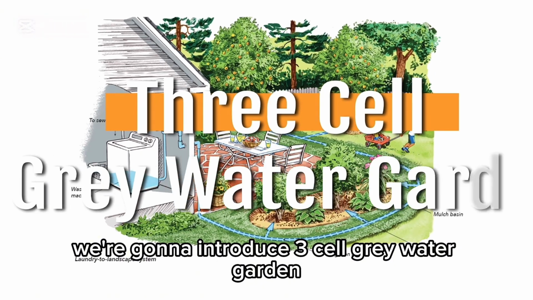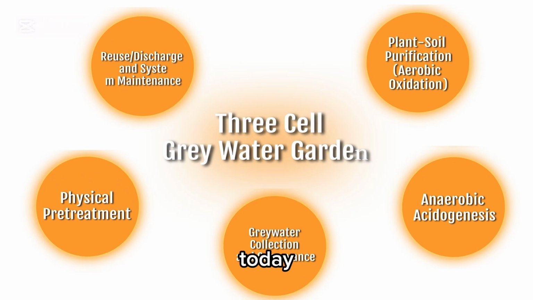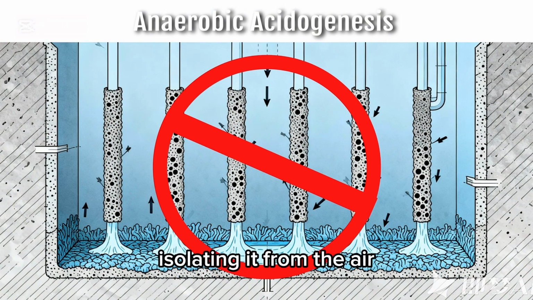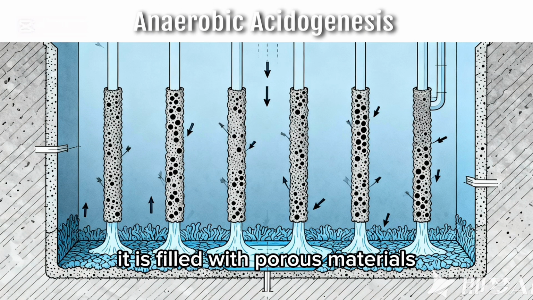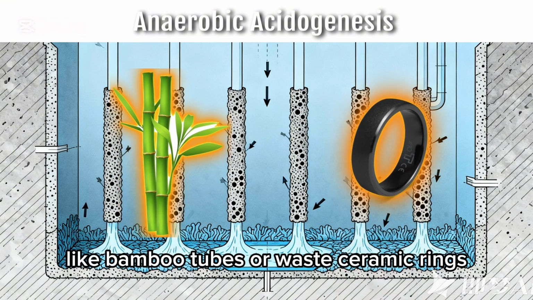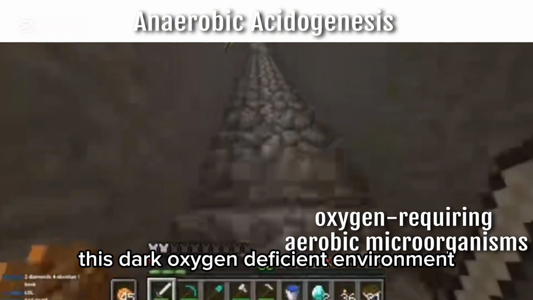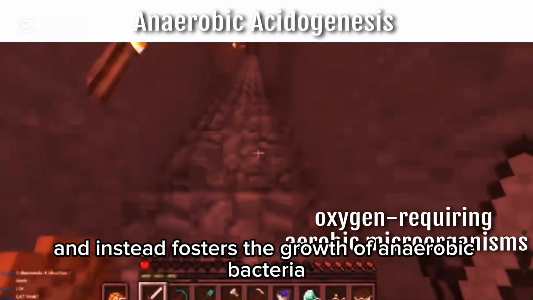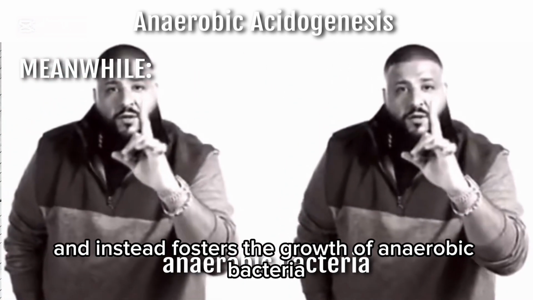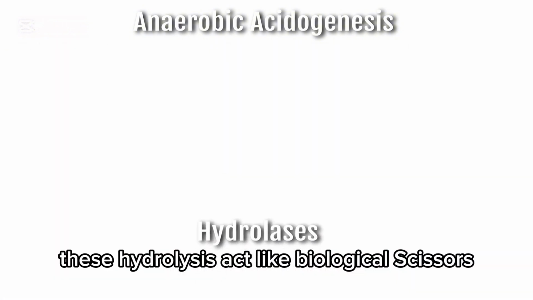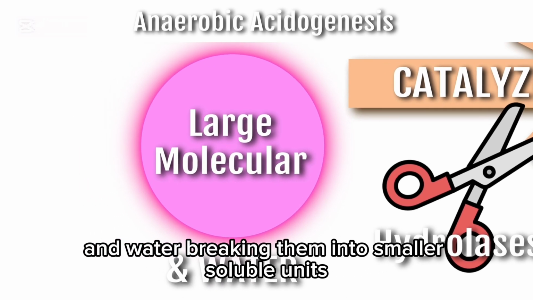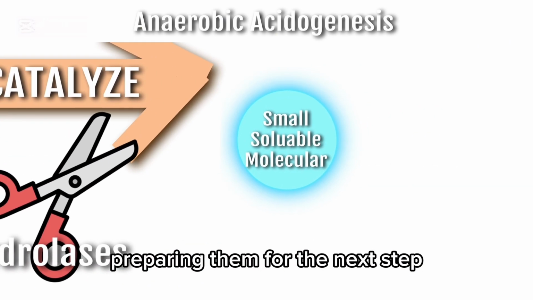So, based on the situation, we're going to introduce the 3-cell grey water garden. There are a lot of steps in this method. Today, we're just going to focus on these 2 chemical parts. The tank is sealed and covered, isolating it from the air. It is filled with porous materials like bamboo tubes or waste ceramic rings. This dark, oxygen-deficient environment suppresses the growth of oxygen-requiring aerobic microorganisms and instead fosters the growth of anaerobic bacteria and facultative anaerobes. These hydrolytic bacteria act like biological scissors, catalyzing reactions between large molecules and water, breaking them into smaller, soluble units, preparing them for the next step.